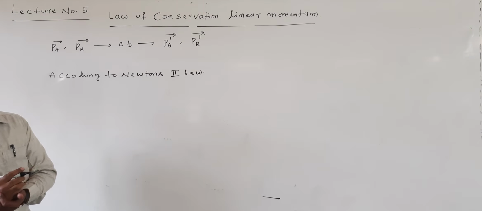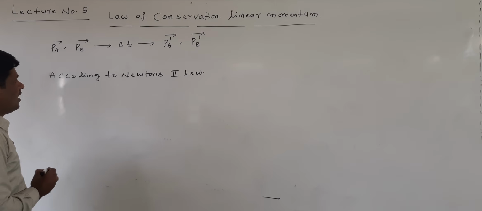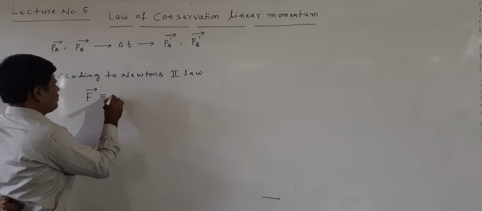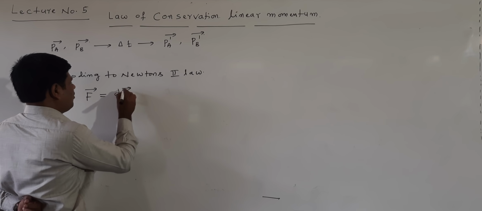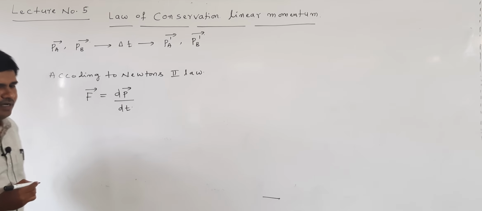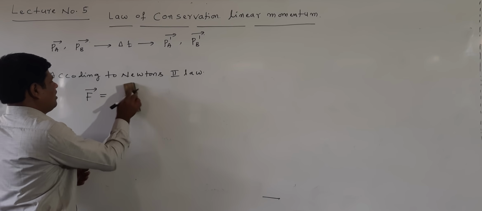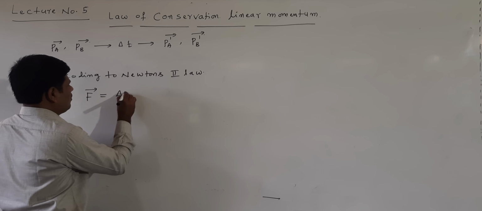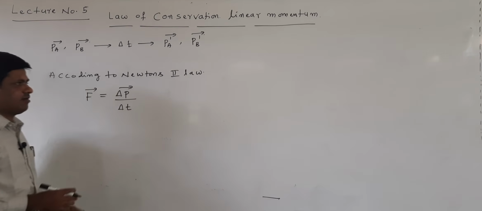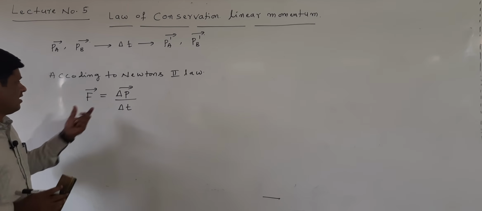According to Newton's second law, we know that F bar is equal to dP bar by dt. Or another way we can write, according to Newton's second law, F bar is equal to delta P bar by delta t. Any one form we can write. Now, this I am writing from Newton's second law.